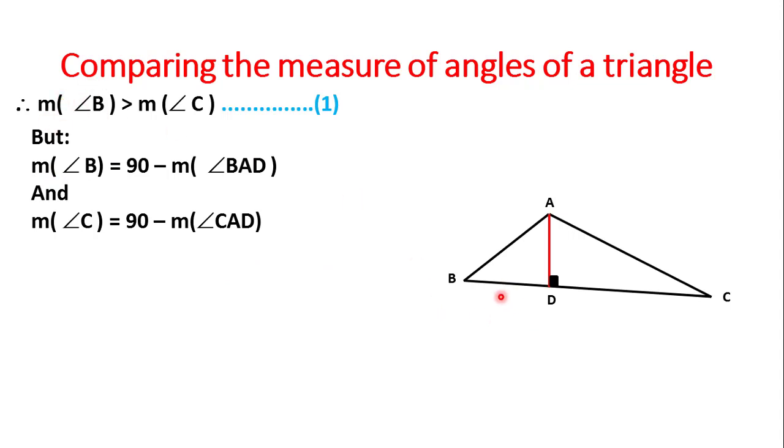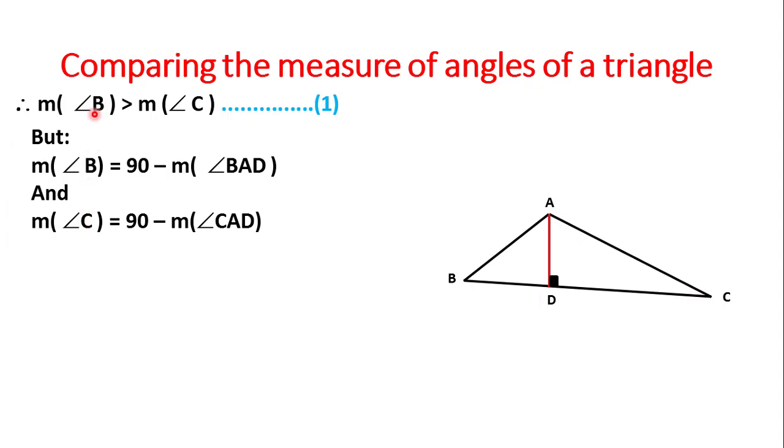Look at measure of angle B here. In this triangle ADB, we have one angle of 90, so the summation of the two other angles is 90. So measure of angle B will be 90 minus measure of angle BAD. Also, measure of angle C: in this triangle we also have 90 degrees, so the other two angles sum to 90. It means that measure of angle C will be 90 minus measure of angle CAD.